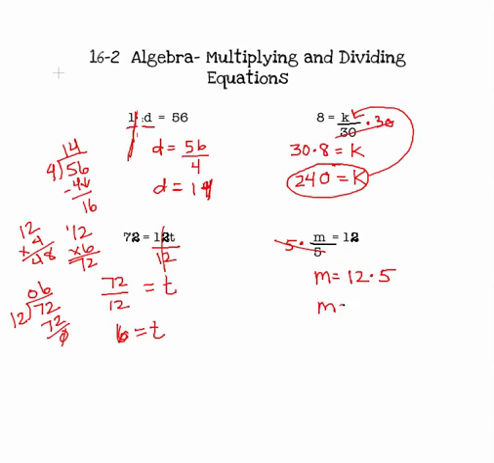And now I just solve that. 5 times 2 is 10, carry the 1. 5 times 1 is 5, plus 1 is 6. So the answer to my equation, m equals 60.